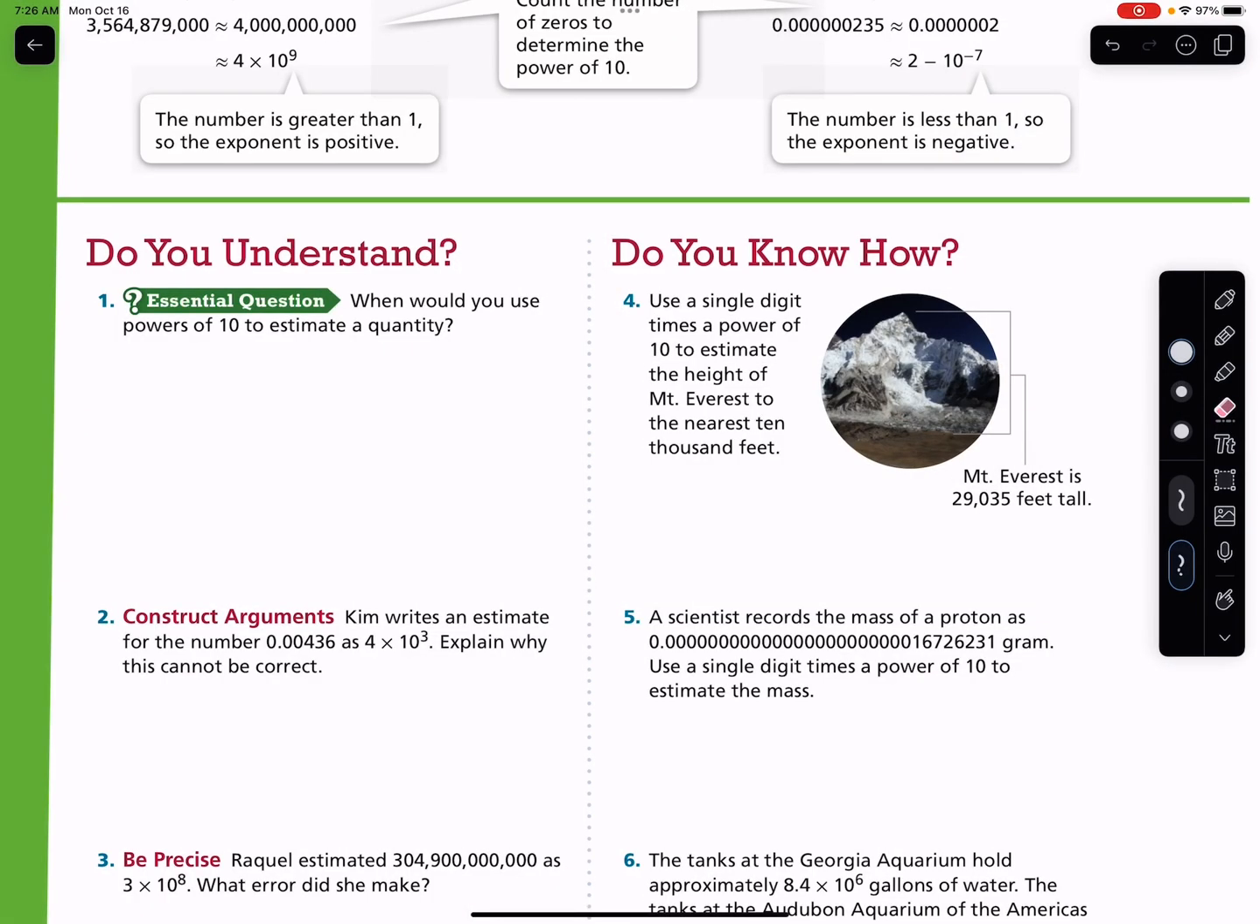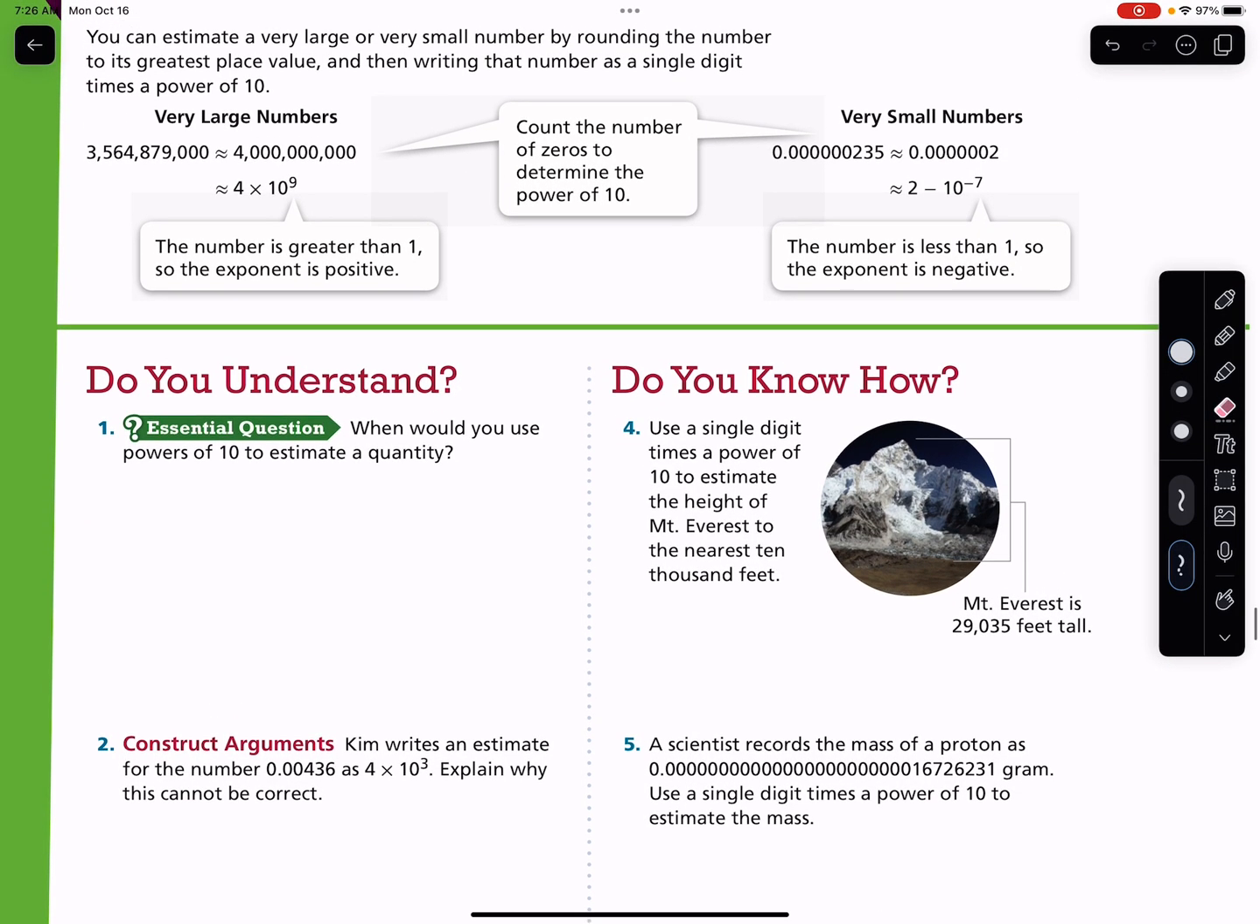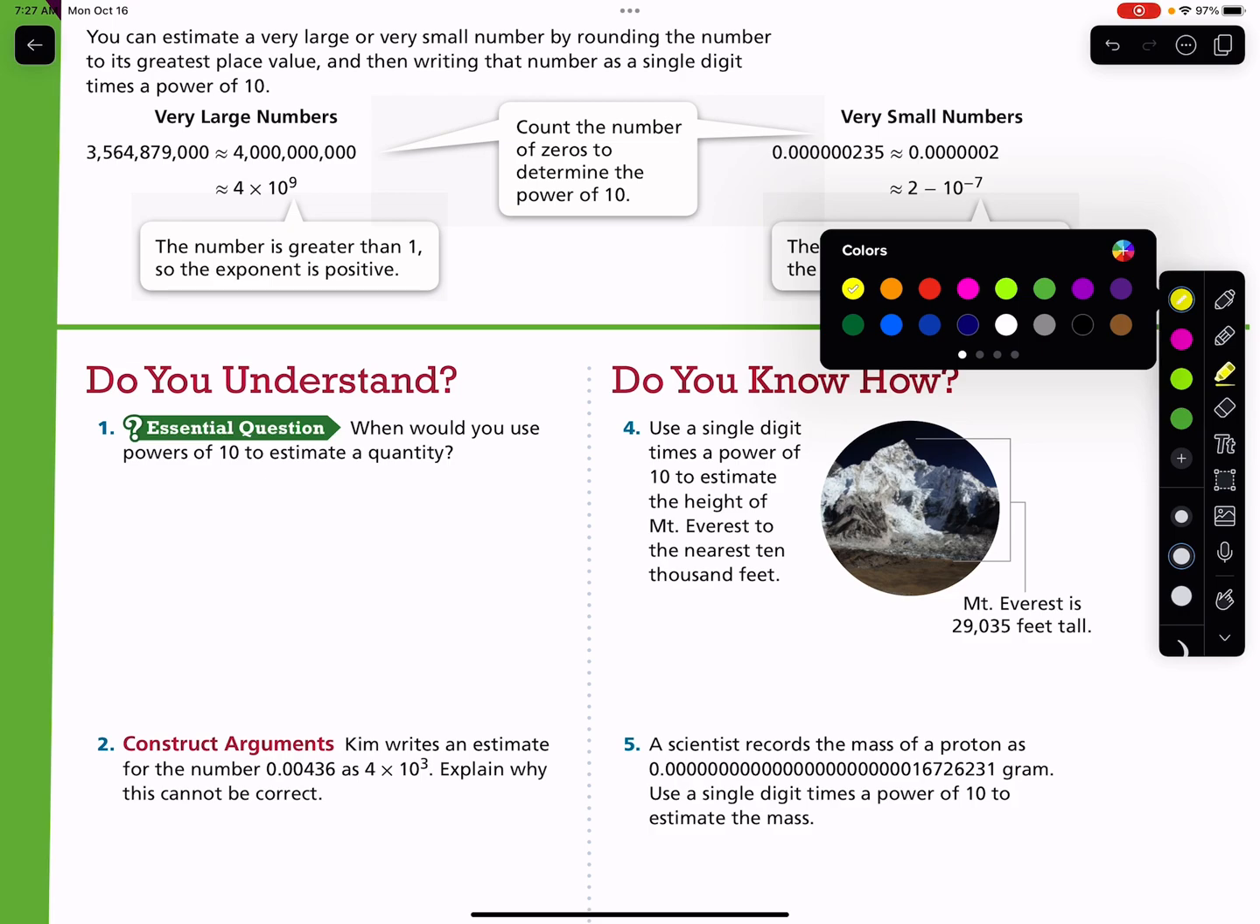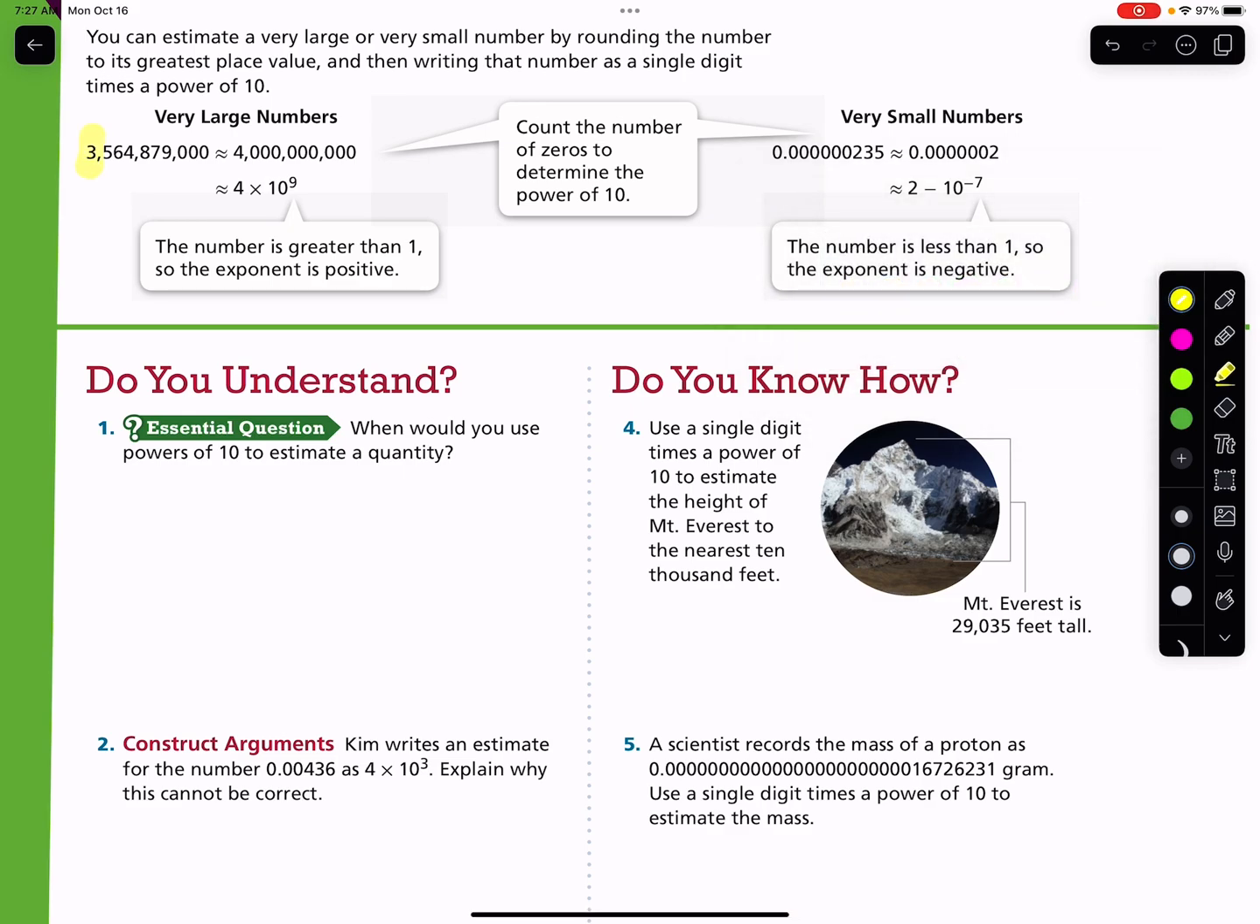Okay, this is using the powers of 10 to estimate numbers. The first thing I want you to focus on is the fact that they do give you some help up here. Step one, you're going to round to your largest number, which in this case, if I rounded 3 billion, it would be 4 billion. And so I am then just going to count the digits behind it.